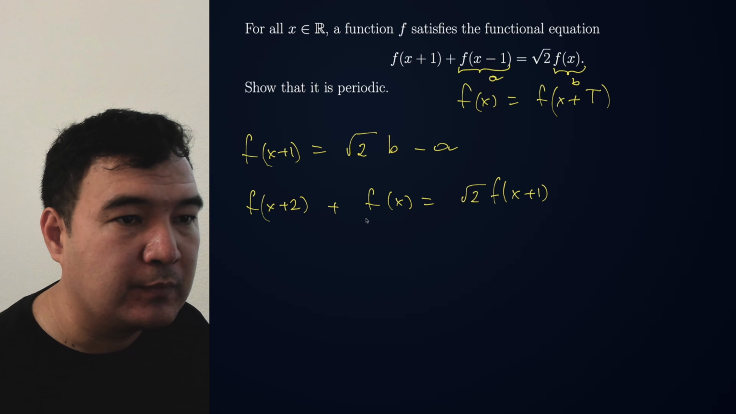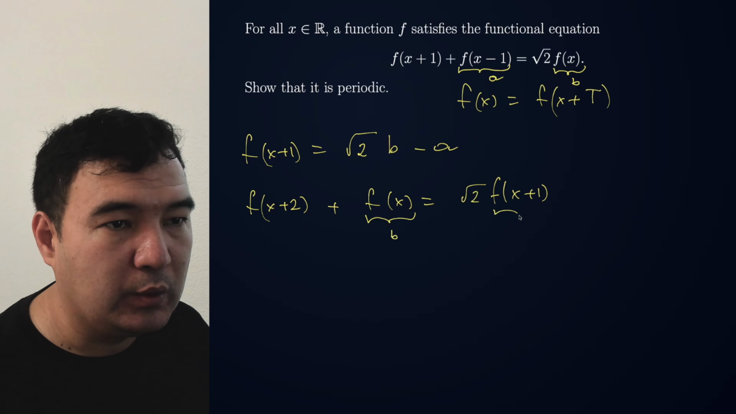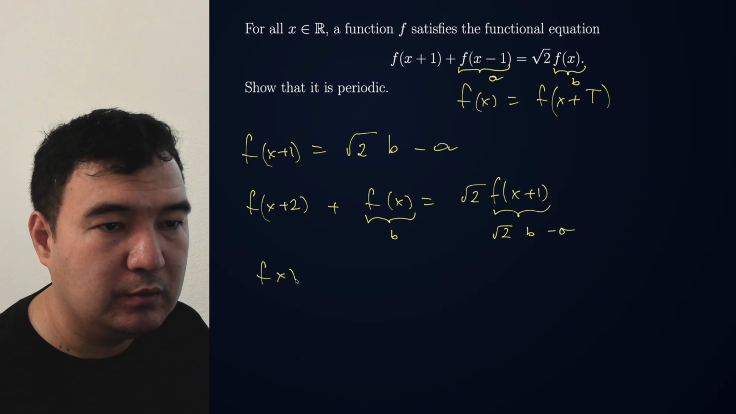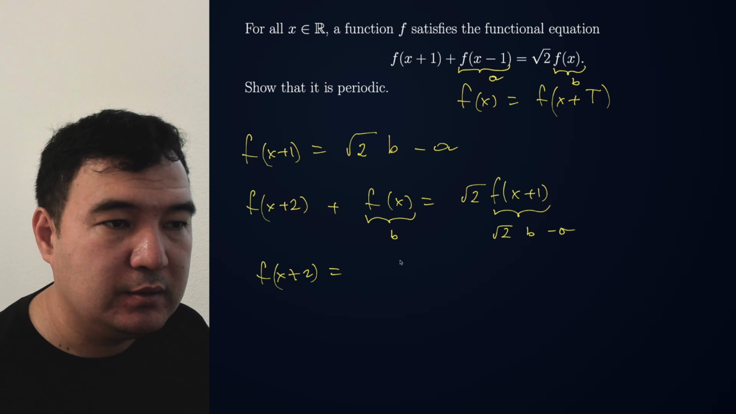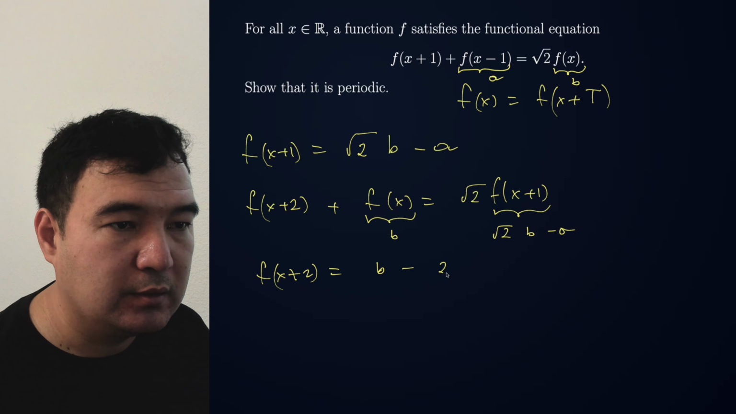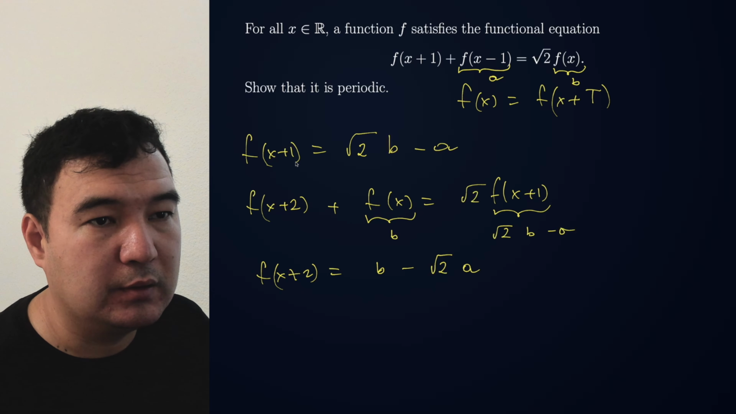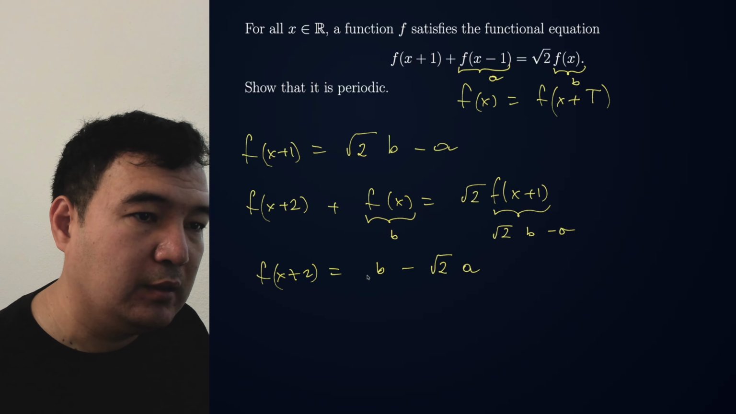That's also true. Since we have f of x equal to b, and we have an expression for f of x plus 1 minus a, f of x plus 2 becomes, if you open the parentheses here, b minus square root of 2 times a. So that's f of x plus 2. So f of x plus 1 and f of x plus 2 are kind of similar. If I multiply this by square root of 2, the difference is a.